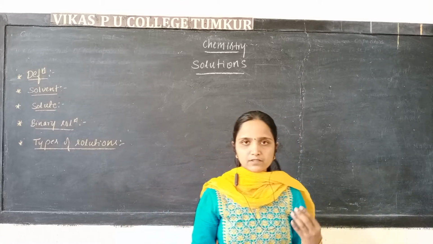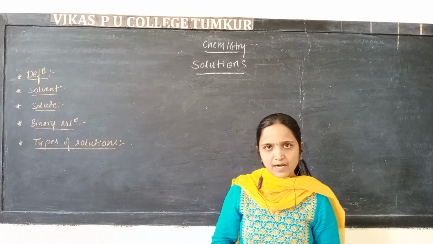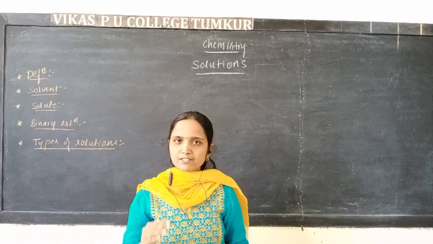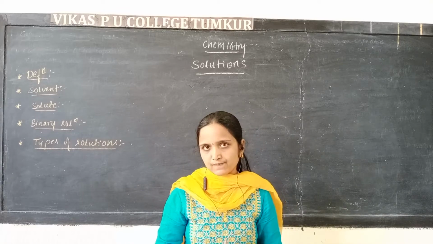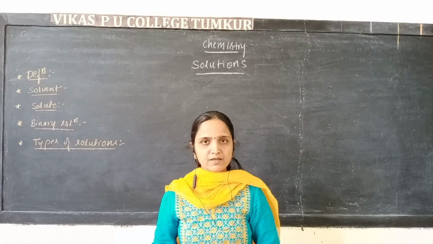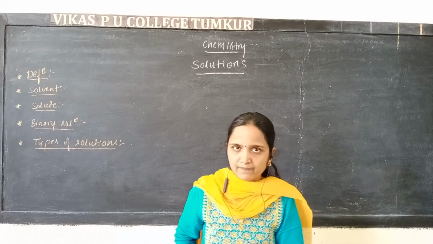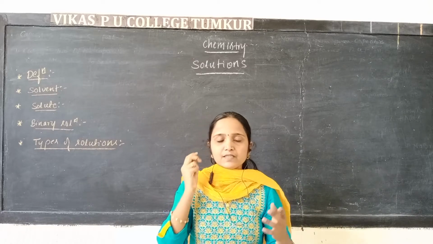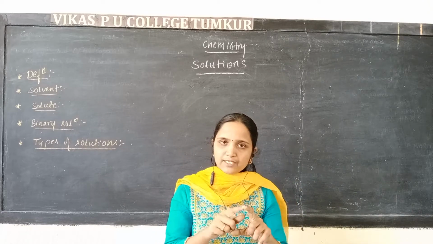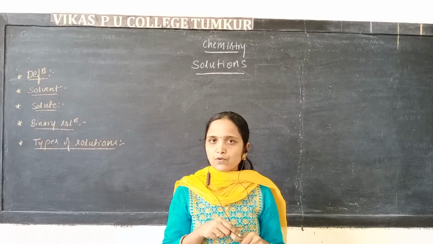Suppose sugar is added to water. At that time, the sugar is dissolved in the water. It becomes a homogeneous mixture. We can say that it is a sugar solution. The sugar solution contains 2 components: one is sugar, another one is water.